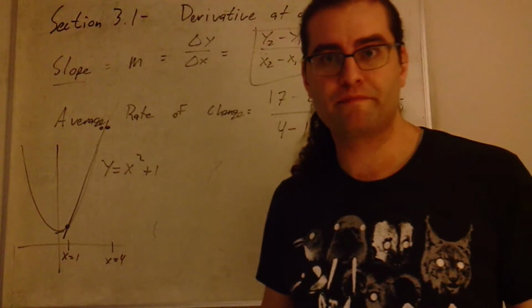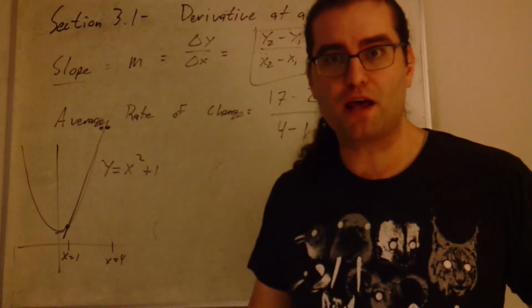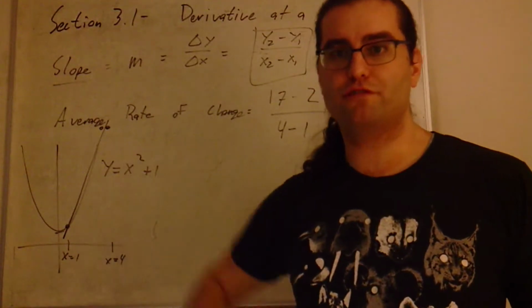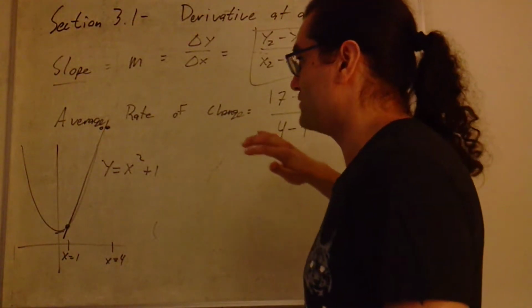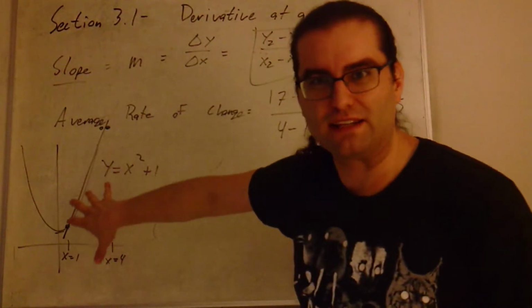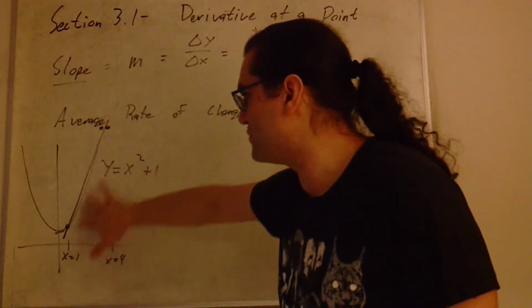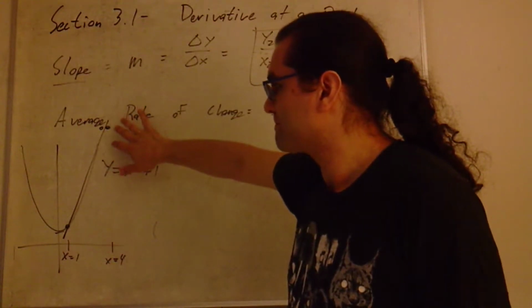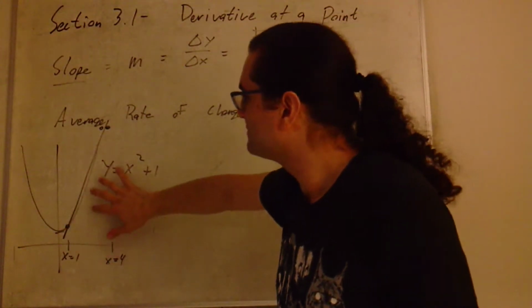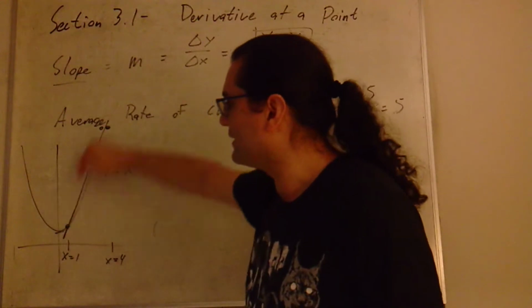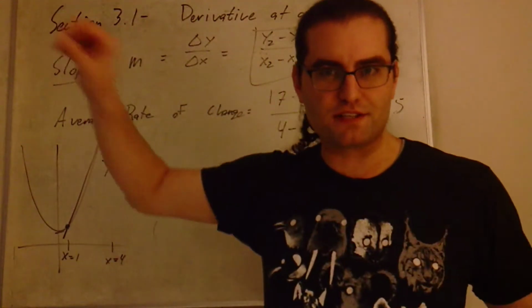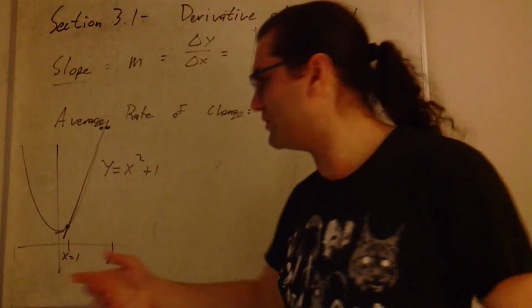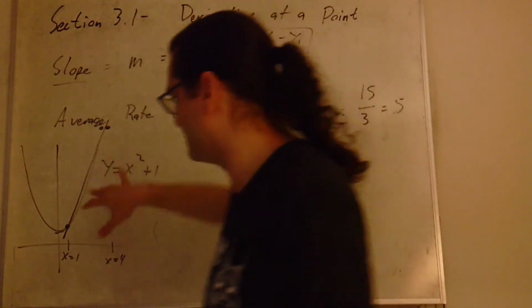Here's the problem. I'm not interested in average rates of change. Average rates of change are sort of pretend. This isn't what the function is doing. It's the slope of a straight line that crosses the function a couple times, but it's not really what the function is doing in between.